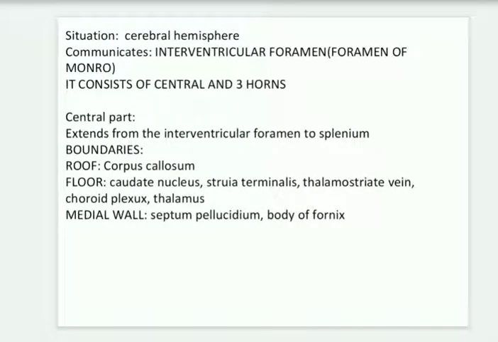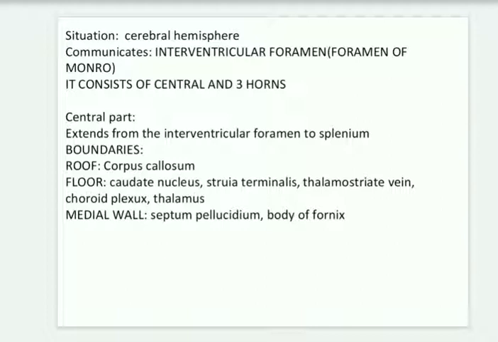The lateral ventricles are two irregular cavities situated in each cerebral hemisphere, and each communicates with the third ventricle through an interventricular foramen, or foramen of Monro. It consists of two parts: the central part and three horns. The three horns are the anterior, posterior and inferior horns.